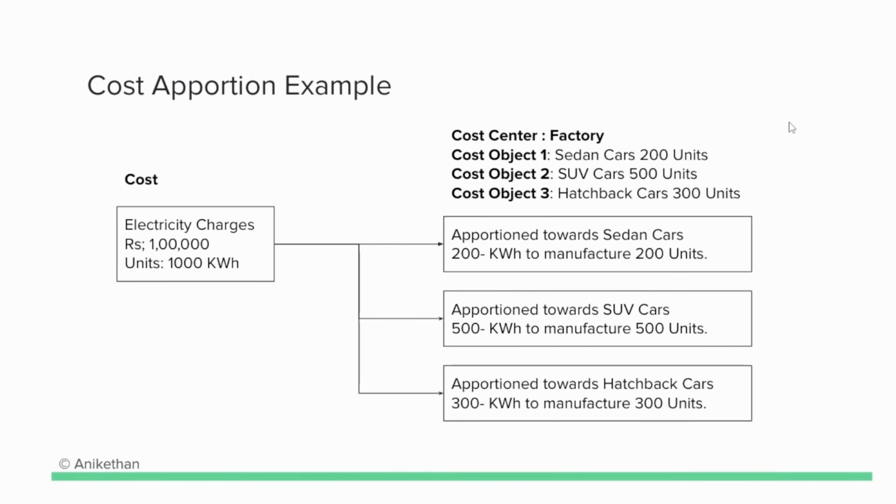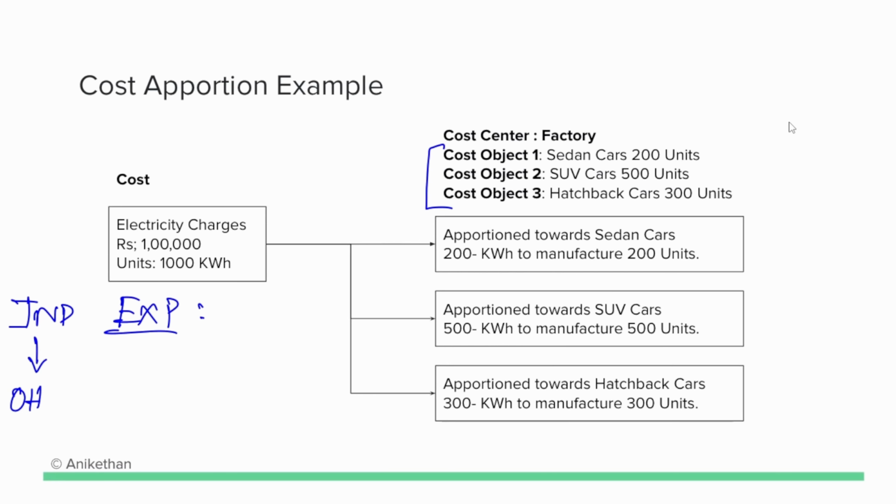Let's also look at an example. We will take the same example where there is a cost, electricity charges. This is an expense, correct? This is not material, not labor, but an expense. Since it is being shared by three different types of cost objects, this also can be a cost center. This expense is now indirect. Indirect means it is overhead. So this overhead you are apportioning based on what? Based on the output. Output here is 200 units, 500 units and 300 units.